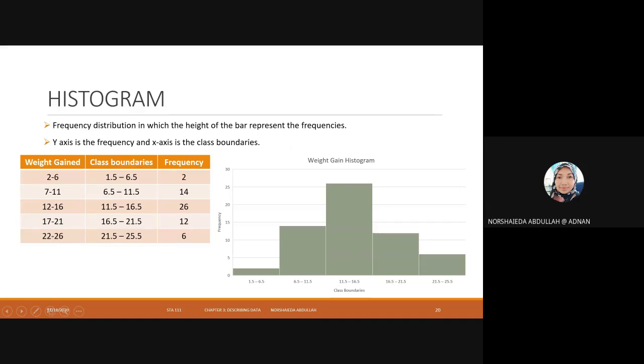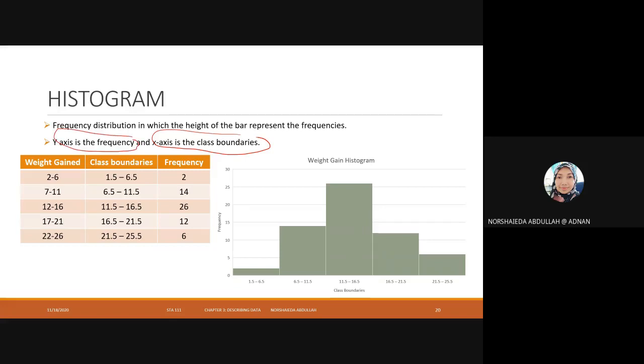So from the frequency distribution of group data, next we can present it as a chart. For charts, we have the histogram. The histogram is similar to a bar chart, but the bars are next to each other. They must be close together. There is no gap between the bars. So this is the histogram. For a histogram, X is the class boundaries and Y is the frequency.